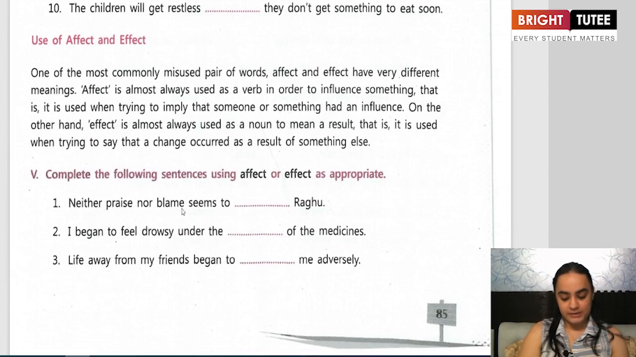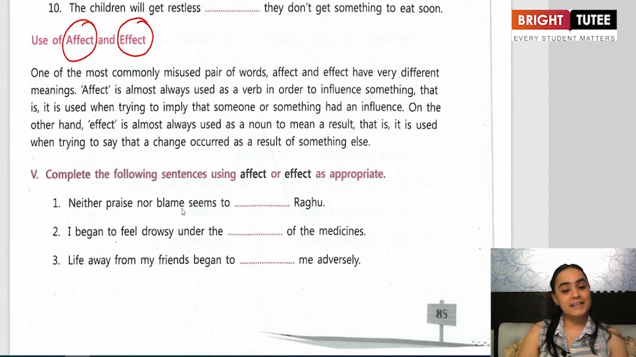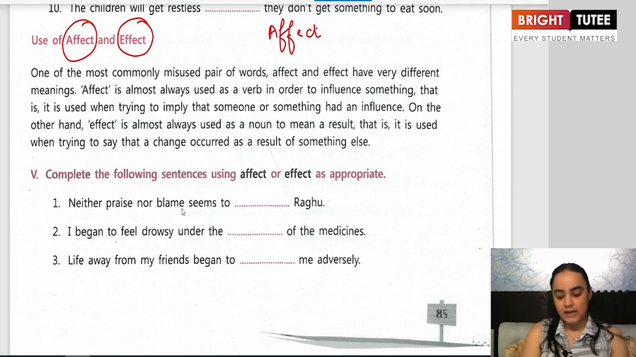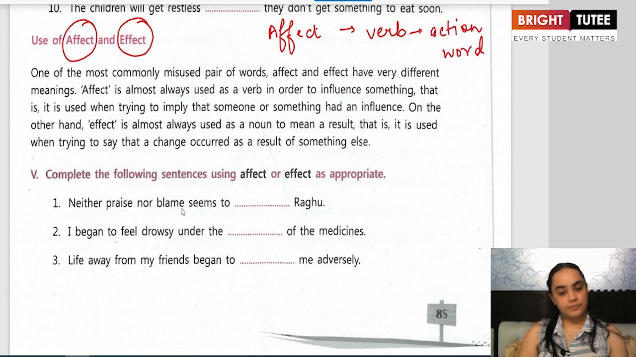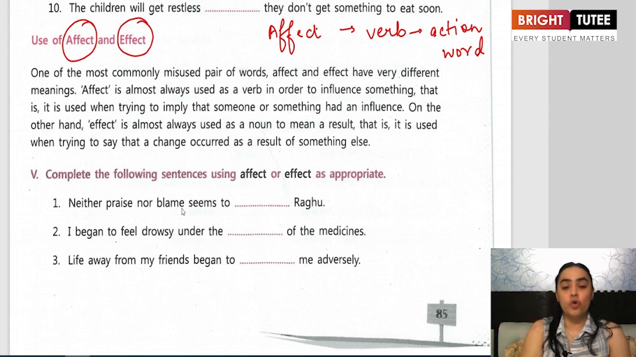Now comes something which is actually very, very confusing, and that is the difference between the word affect and effect. Okay, affect and effect. Now, affect is always used as a verb. You have to remember that. What is a verb? Verb is an action word.